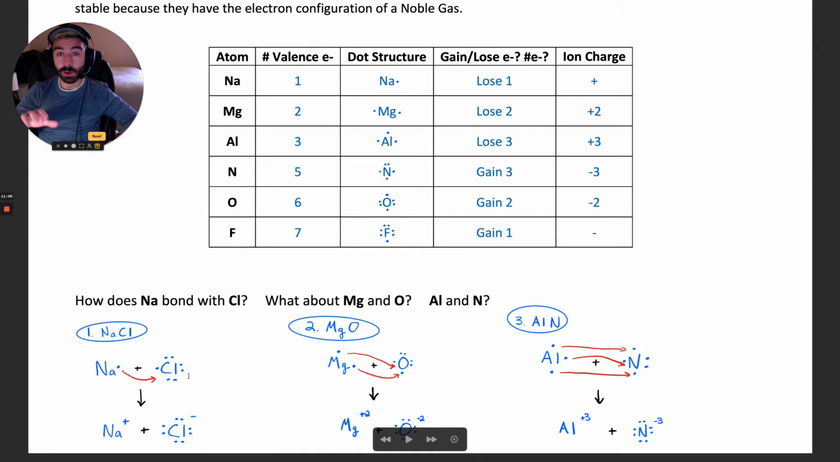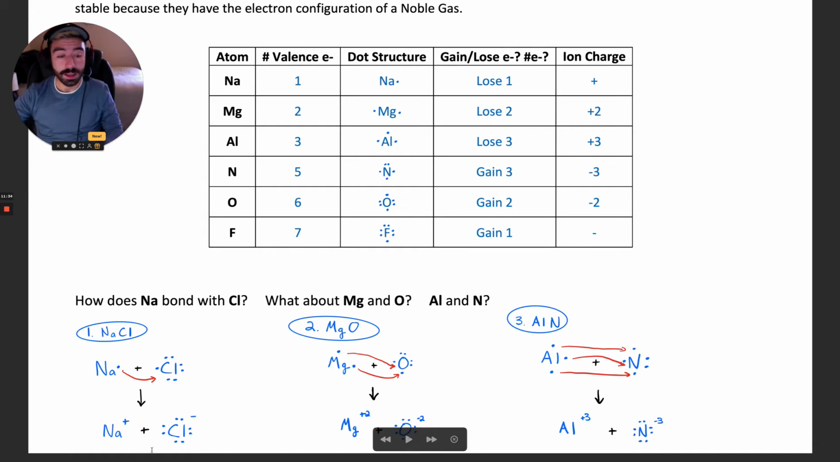Now we'll explain why this happens in 5.2, but essentially chlorine is pulling on electrons more tightly, and so chlorine needs that 1, and so the 1 electron from sodium gets given to chlorine, which needs 1. Sodium then has noble gas configuration. Chlorine then has noble gas configuration. But this has a charge of +1, and this has a charge of -1.